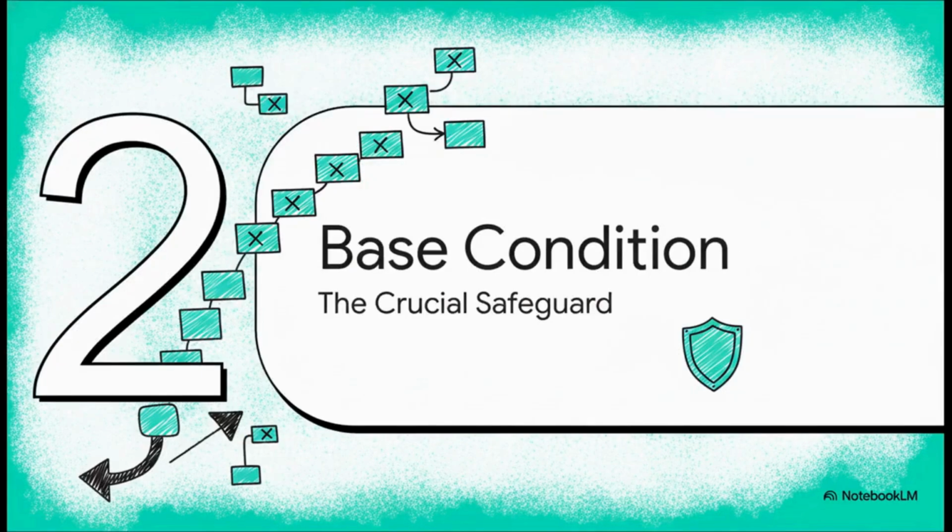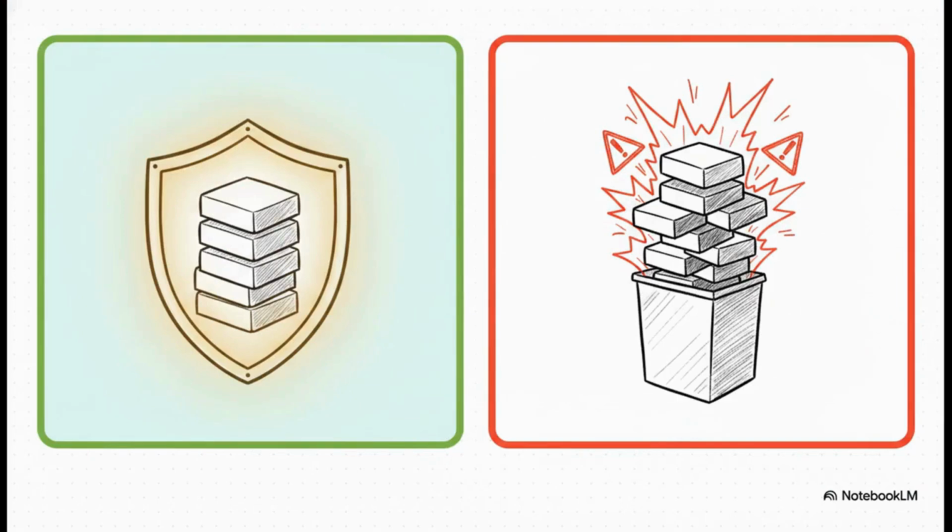Moving on to part 2, the crucial base condition. So, why do we need that protective wall? Well, function execution uses your computer's limited stack memory. Without a base condition, the function just calls itself infinitely. It never stops, eventually leading to a catastrophic crash known as a stack overflow. But when we add a base condition, we create this vital safeguard for safe termination. It basically tells the function exactly when to stop growing the stack.